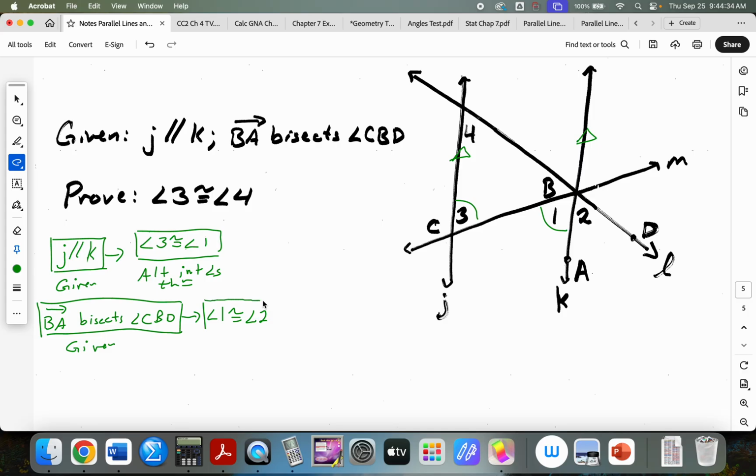Anyone want to hazard a guess as to the reason for that? We haven't used this reason. Notice it says we have an angle bisector. The definition of angle bisector is a ray that divides one angle into two congruent angles. So we're using the definition of angle bisector.